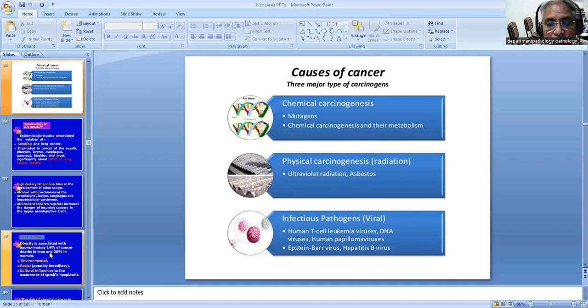Then the second group of carcinogens is physical carcinogens, or physical carcinogenesis. In this group, ultraviolet radiation and asbestos are the conditions which can lead to the development of carcinogenesis. Then the third group of factors which lead to development of cancer is infectious pathogens, usually viral: human T-cell leukemia virus, DNA viruses, human papilloma virus, Epstein-Barr virus, hepatitis B virus. These are some viruses which can lead to the development of cancer.